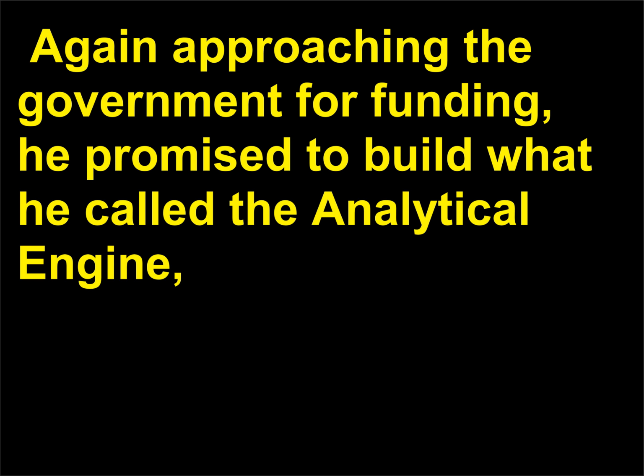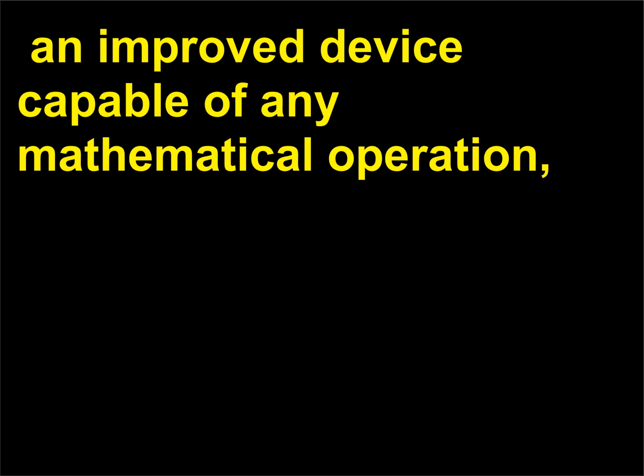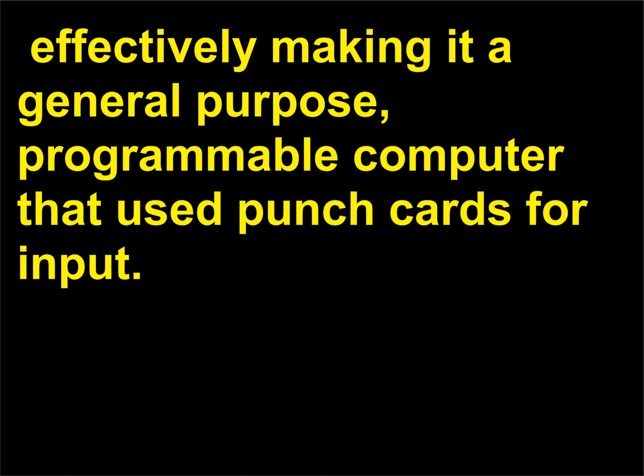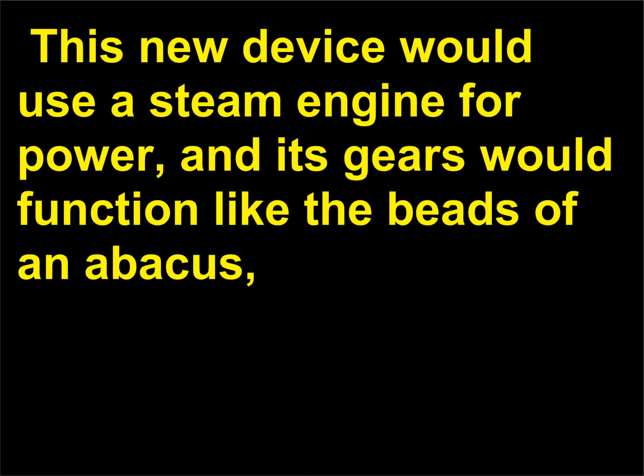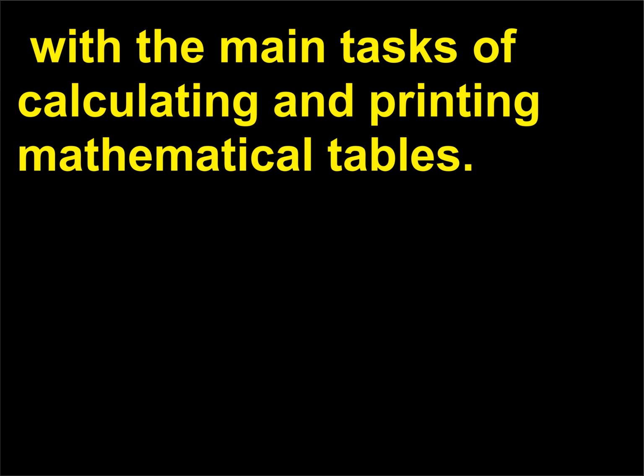Again approaching the government for funding, he promised to build what he called the analytical engine, an improved device capable of any mathematical operation, effectively making it a general-purpose, programmable computer that used punch cards for input. This new device would use a steam engine for power, and its gears would function like the beads of an abacus, with the main tasks of calculating and printing mathematical tables.